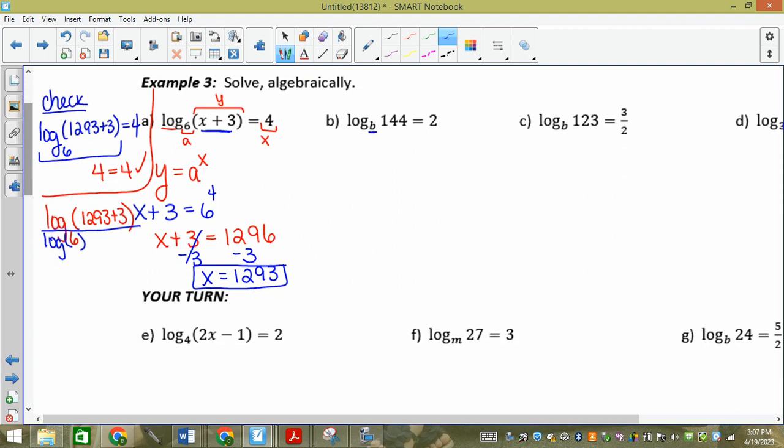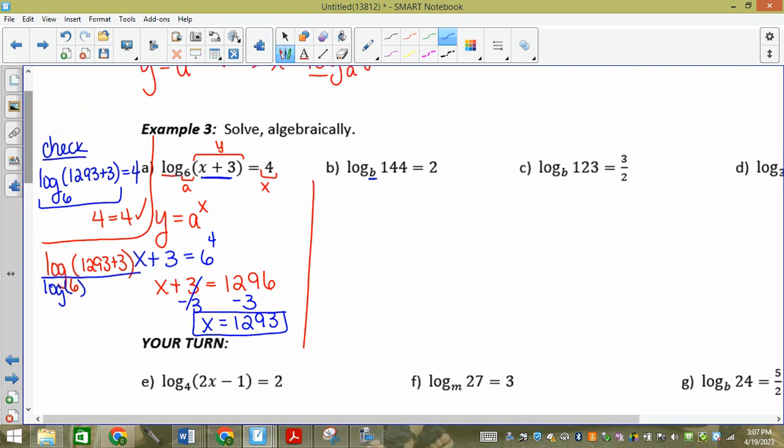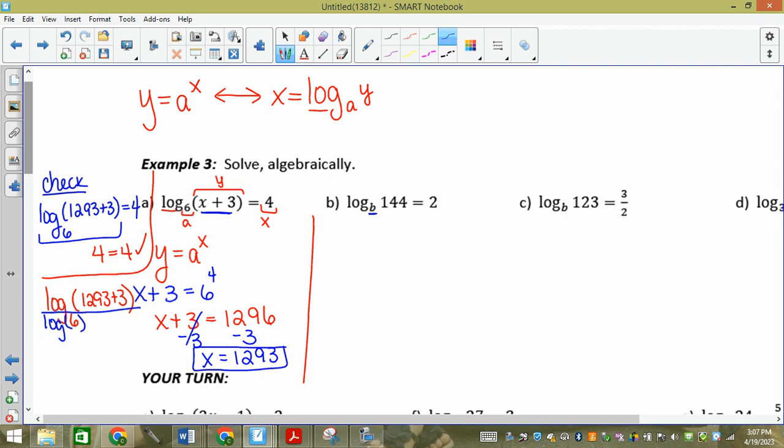What about B? Is the B locked in that I'm trying to solve for? So what am I going to have to do? Convert to exponential. I have no choice. So log B is actually A, Y is actually 144, and X is 2. And then I write up my equation. Y equals A to the X, and I get 144 equals B to the 2.